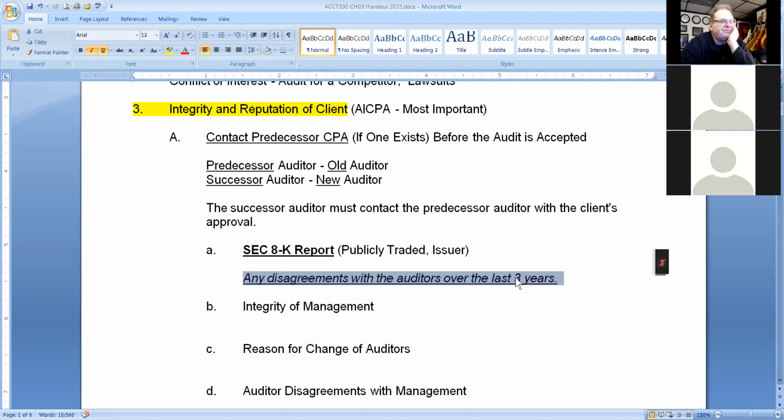And they have to do it again. So if there is an 8K report filed, it means that the previous auditors had agreed that whatever's in that report is complete. And the disagreements over the last 3 years.